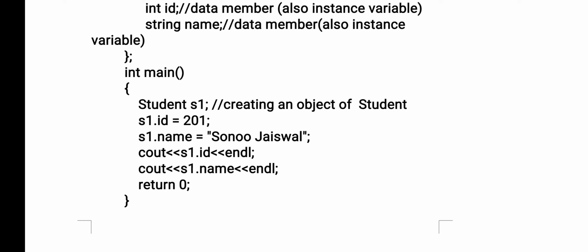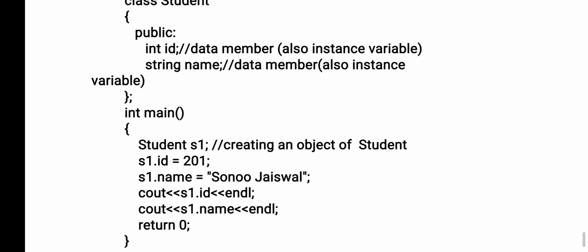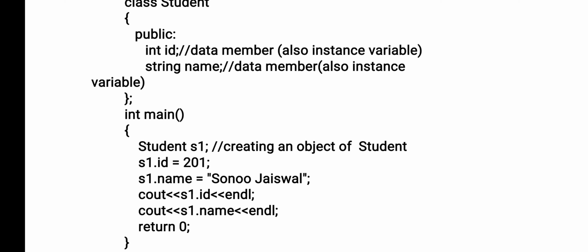Okay, so this is about today's class. In today's class, I explained to you about private, public, protected. Private means that data can be accessed inside the class only. Public means the data can be accessed by any class. Protected means the class itself and its child can access the properties.